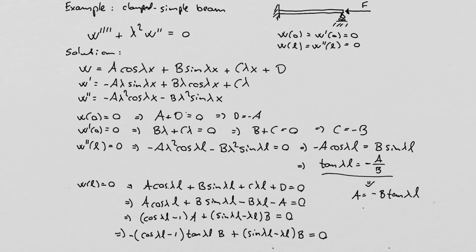Now we can see here, we have expressed everything in terms of a single constant. And again, of course, we are left with the fact that B equal to 0 is also a solution. Now, if B is equal to 0, A is equal to 0, D is equal to 0, C is equal to 0, then we just have the straight beam. That's the trivial solution. But if we shorten out B from the last equation, we can find the condition for lambda L that leads to the non-trivial solution.